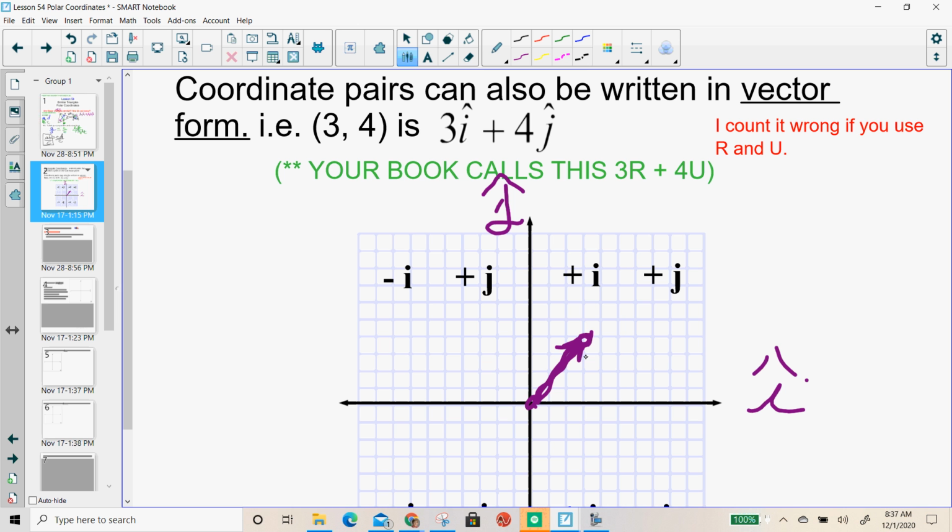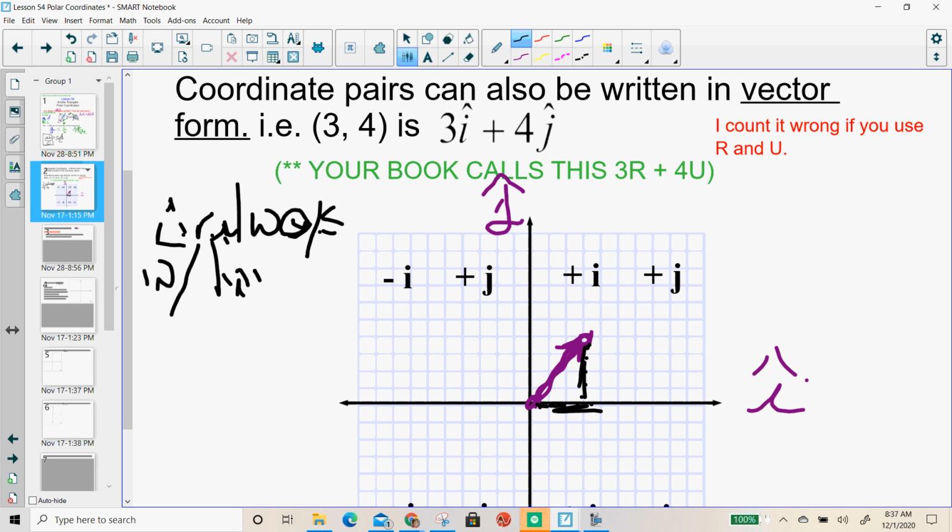Now, if I wanted to, I could think about that as making a triangle, always with the horizontal axis.